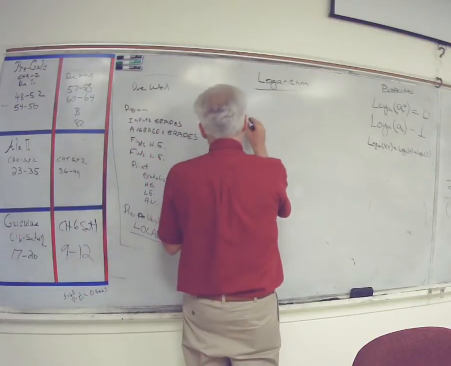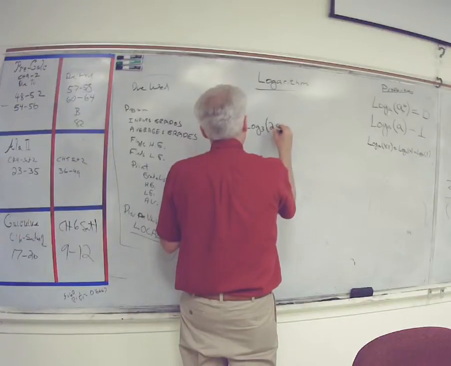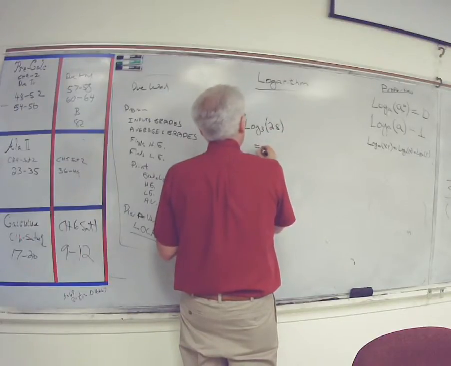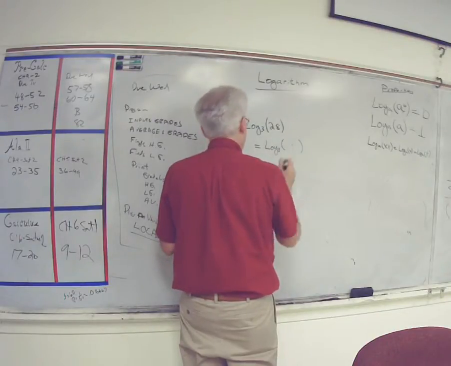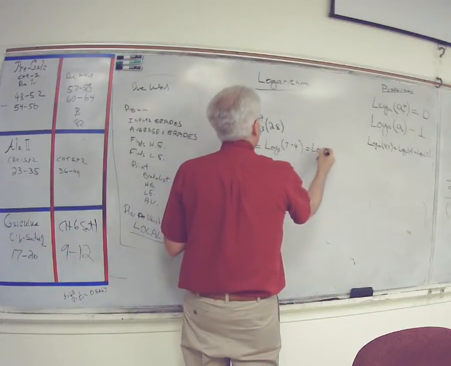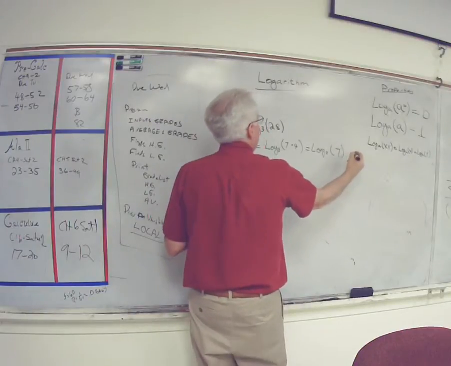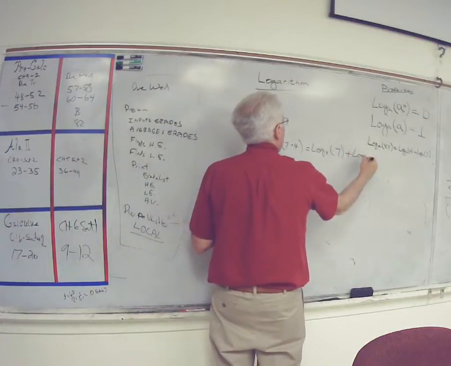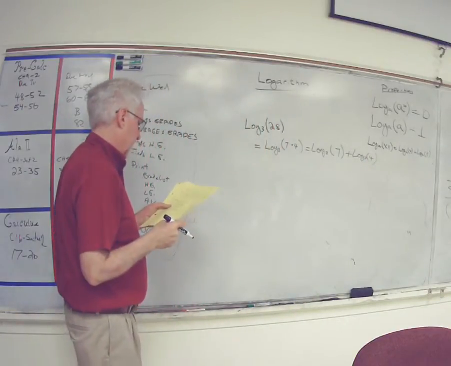So let's see if we could break this up. If you had log 3 of 28, what's another way that I could write that? That's log 3 of what times what? 7 times 4, which would be log 3 of 7 plus log 3 of 4. All right, that's pretty important.